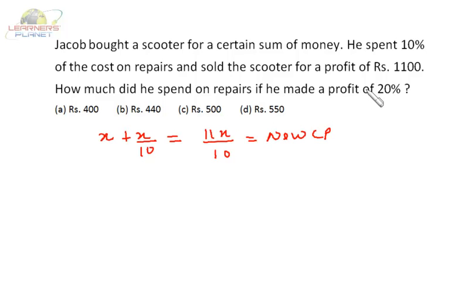Now he is making a profit of 1100. Friends, profit is always part of cost price. He is making 20% profit and that is equivalent to 1100. Now profit is always a part of cost price. That means 20% of the cost price is his profit. Okay, so we can calculate the cost price.